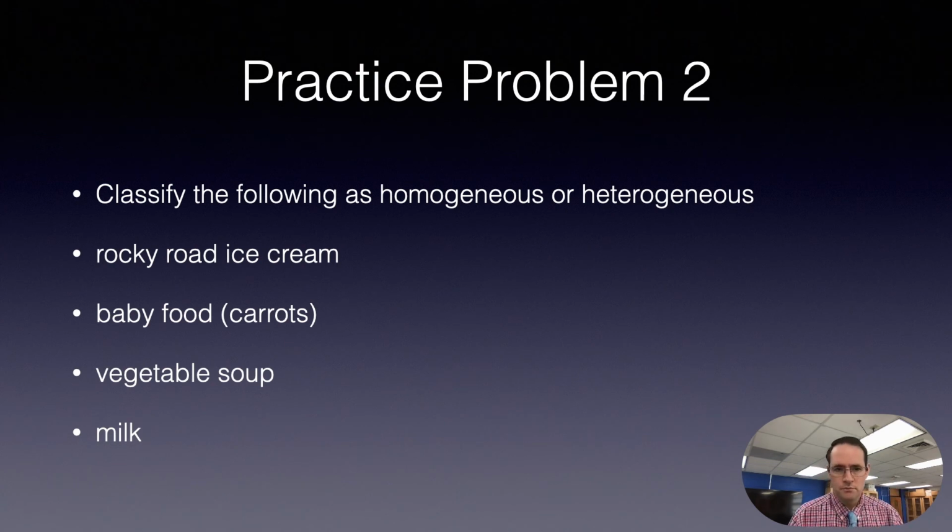Baby food, and I chose carrots. You remember what baby food looks like, I think, or can imagine it. Vegetable soup, and we've got milk. This is not sour, 10-day-old, past-expiration milk. This is fresh milk that you get from the store. So answer that question. Once again, if you're taking my class, you'll want to turn this in.